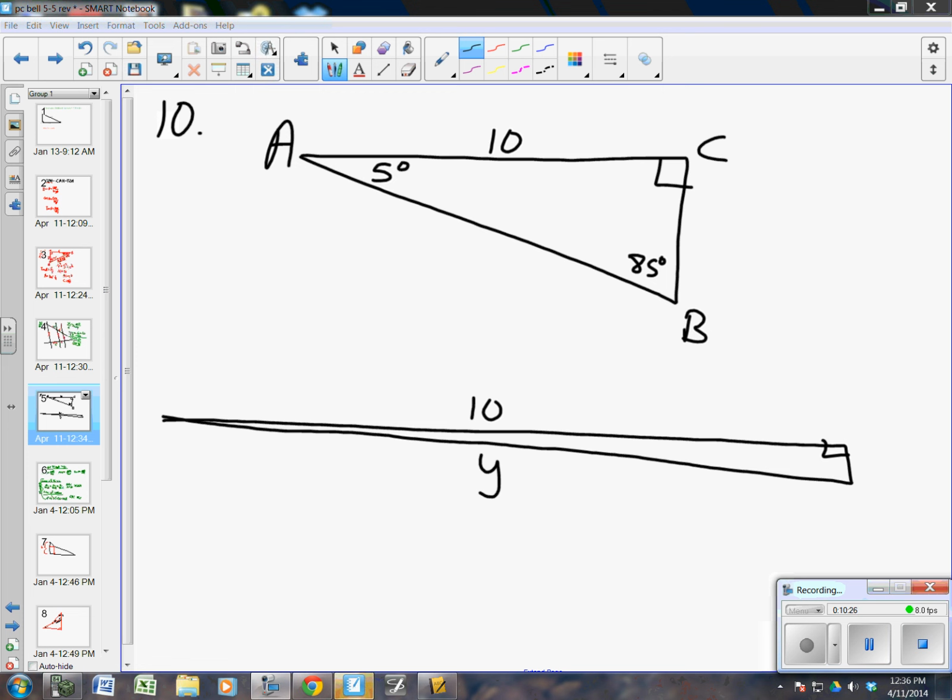So does it make sense now? Yeah. So you've got to remember, these things aren't always drawn to scale. So when you get on the test, it might not look like it makes sense by the picture, but you can assume that it is.